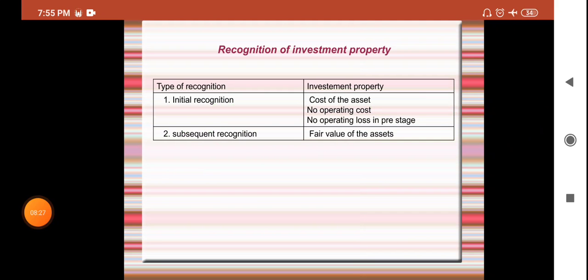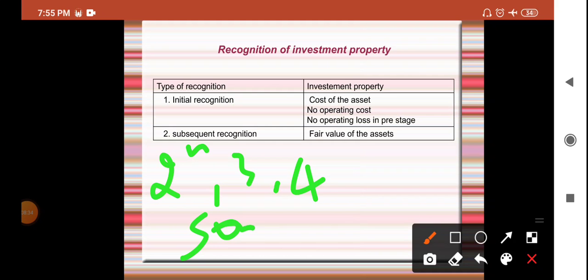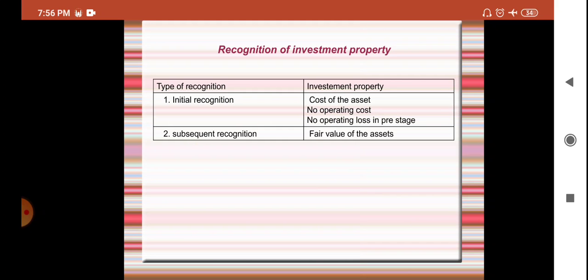Next, in the subsequent recognition, that is in the second, third and fourth year and so on till the life of the asset, that is the investment property, only the fair value of the asset. What will be the fair value of the asset? That you have to show in the balance sheet.